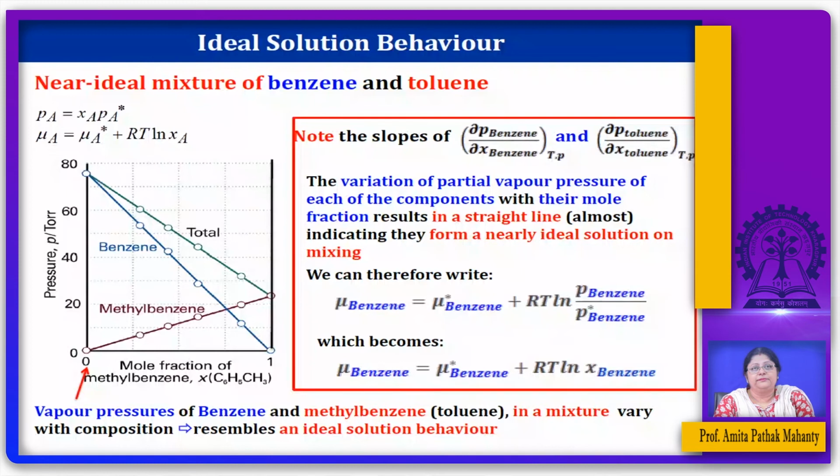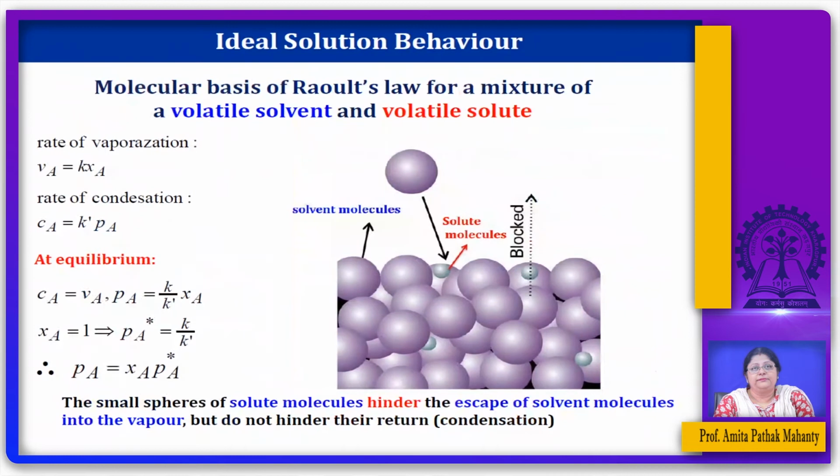So what we can say when we are talking about the benzene and toluene system is that they more or less show ideal behavior, because within limits the line between the partial vapor pressures of each of the components and their mole fractions is almost a straight line. So that resembles an ideal solution behavior, right? So how do we molecularly justify Raoult's law?